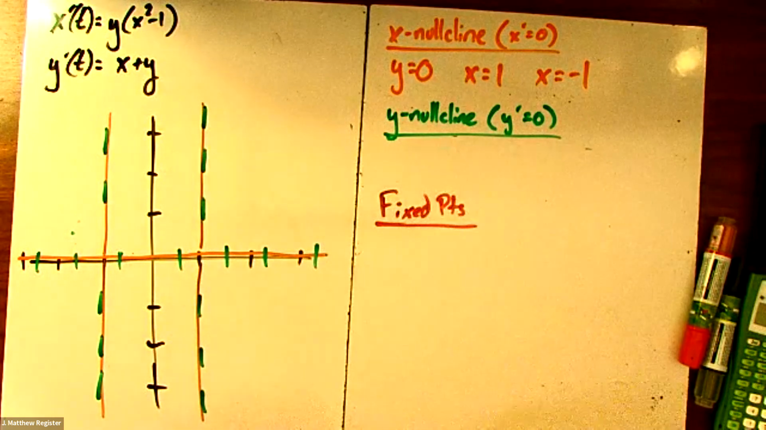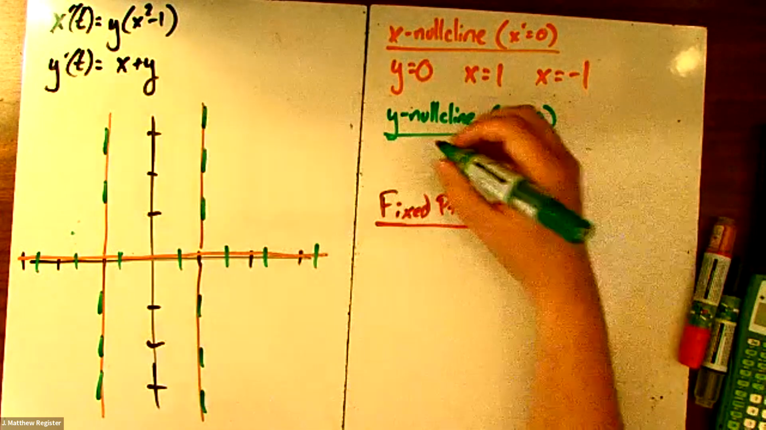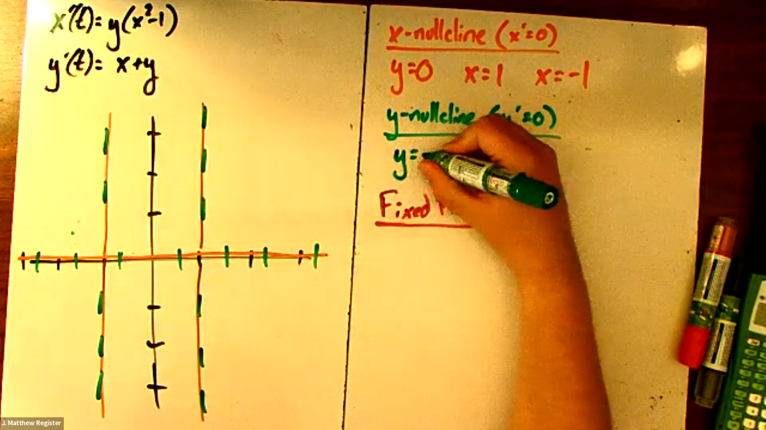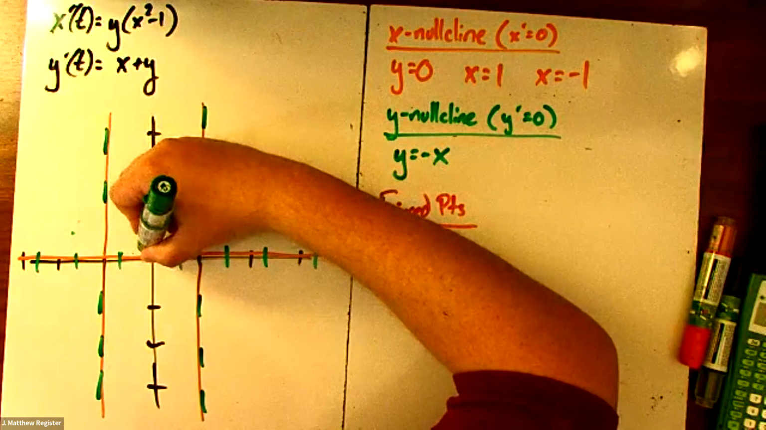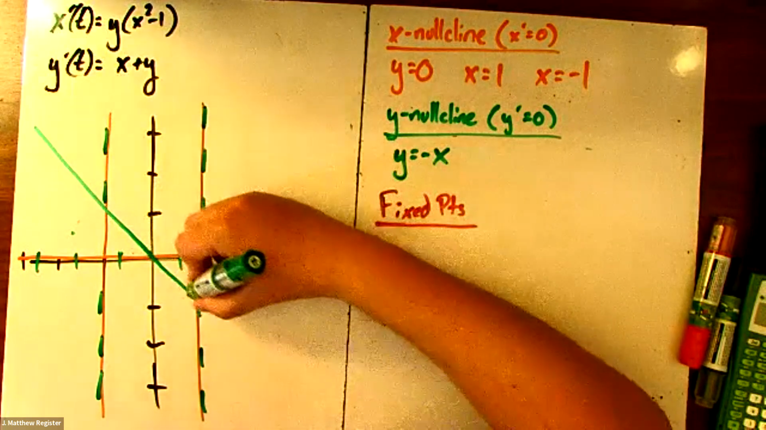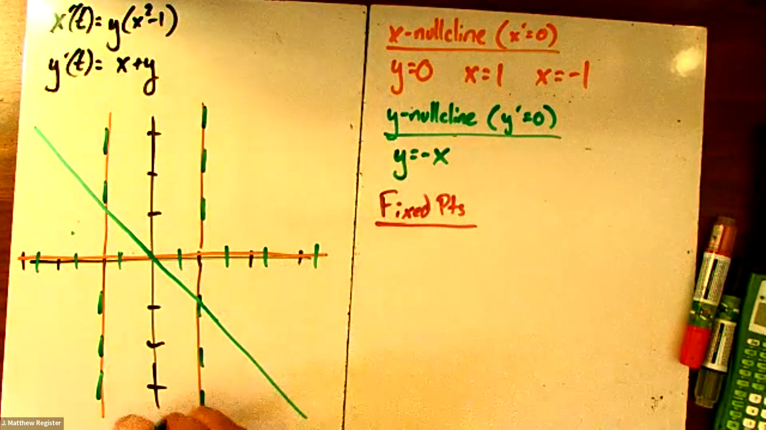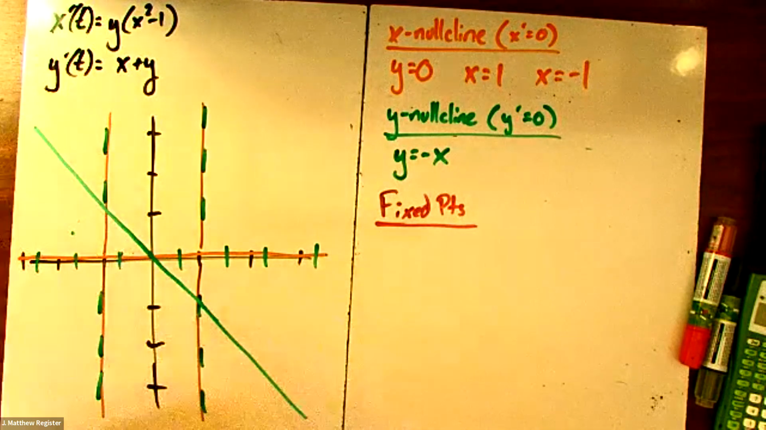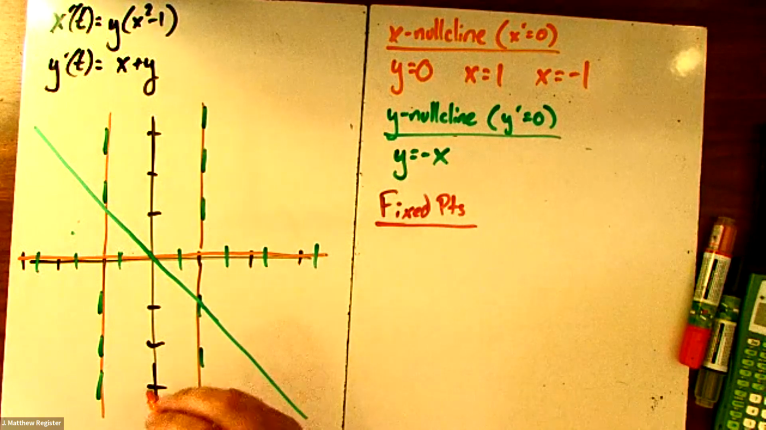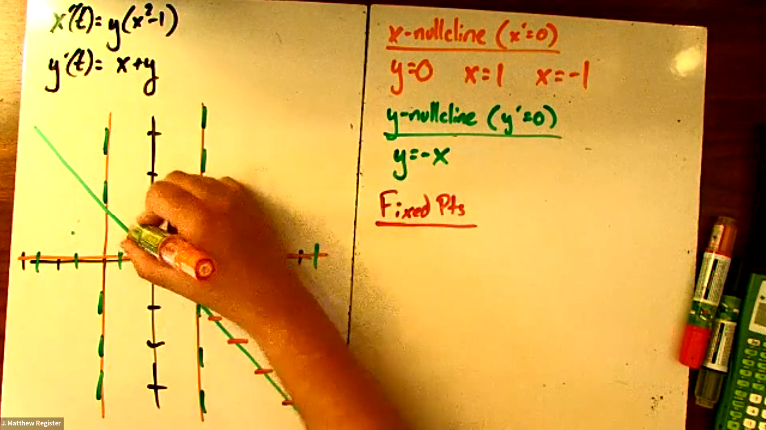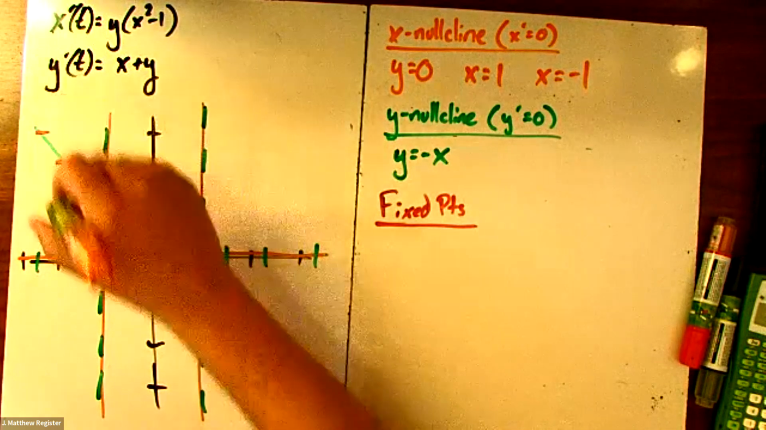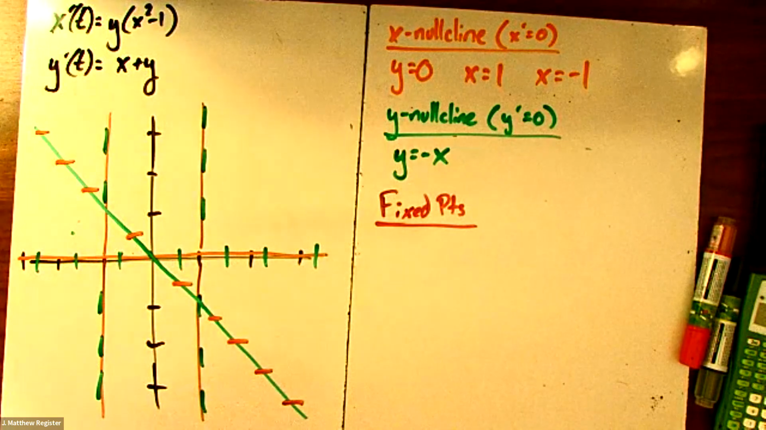For our y null lines, same idea, but now it's x plus y equals 0, which tells us y is equal to negative x. We've seen that one before. Looks something like this. On the y null line, we know that we are not moving in the y direction, so we can only go left and right.